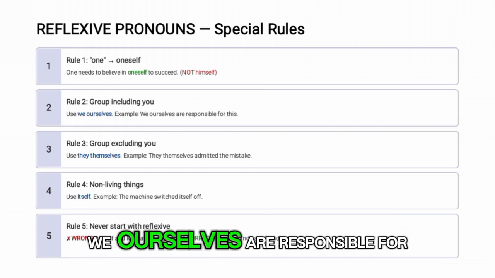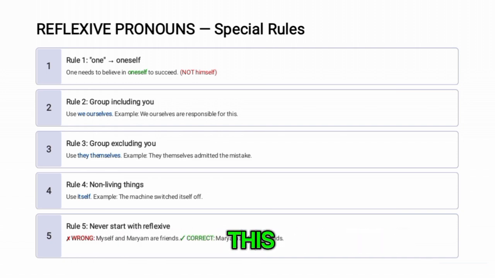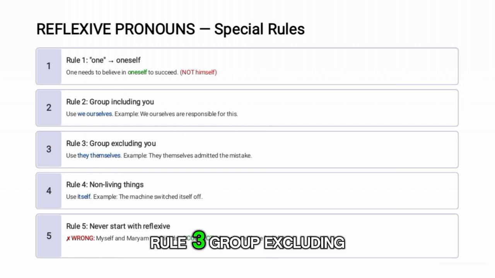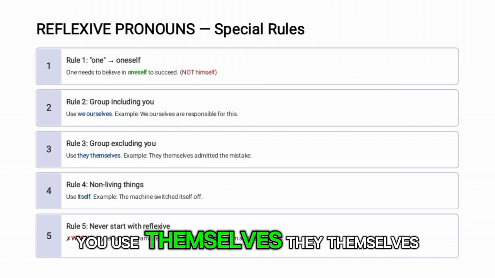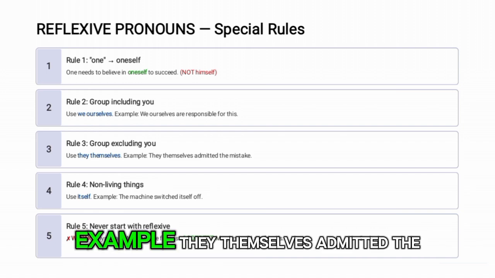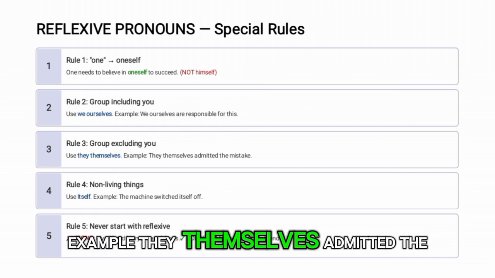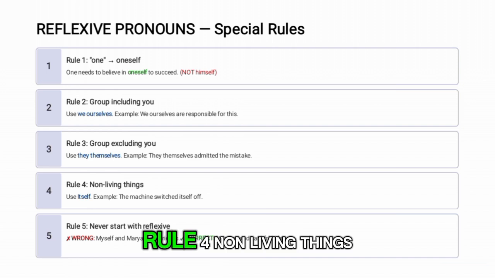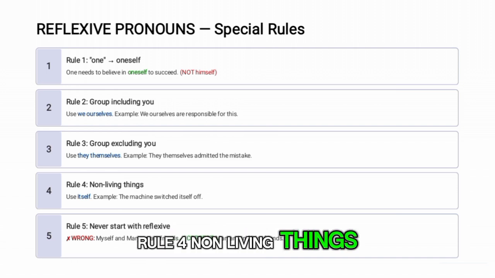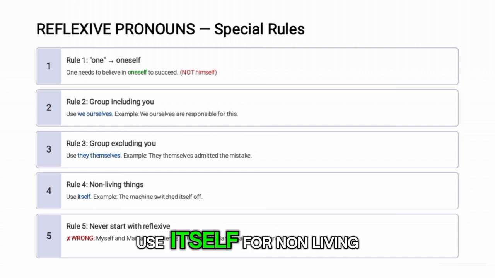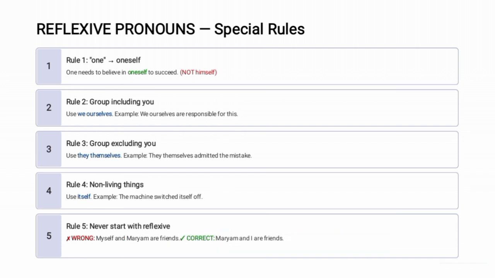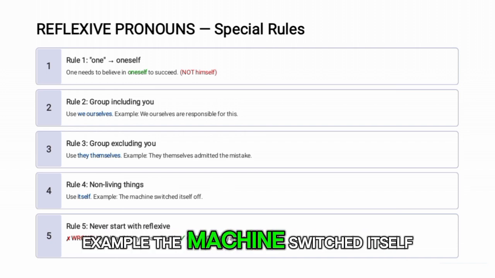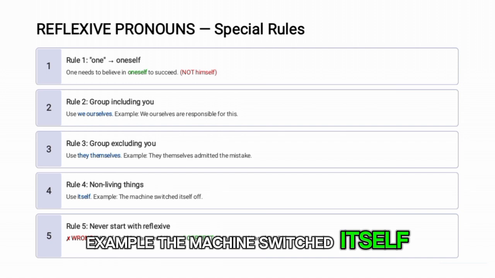Example, we ourselves are responsible for this. We use ourselves because you are included. Rule 3, group excluding you, use themselves: they themselves. Example, they themselves admitted the mistake. Rule 4, non-living things, use itself. For non-living things, you should always use itself. Example, the machine switched itself off.